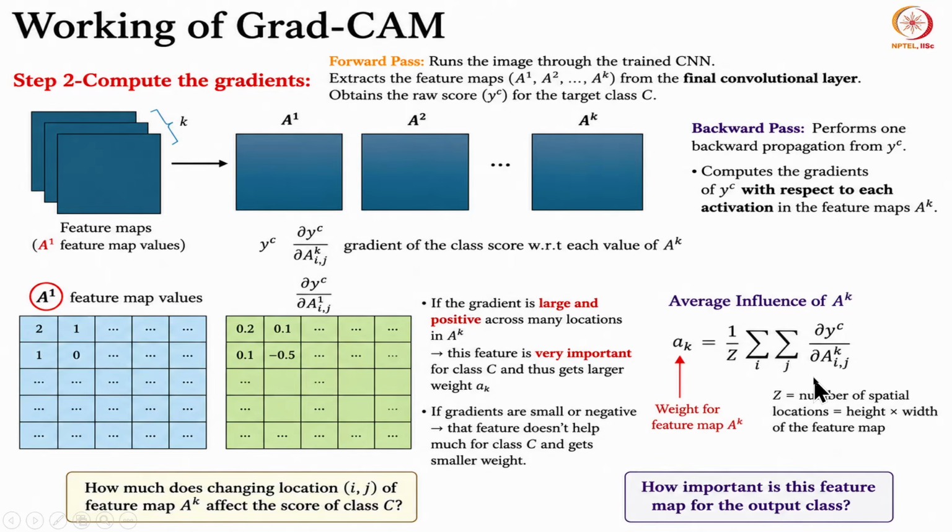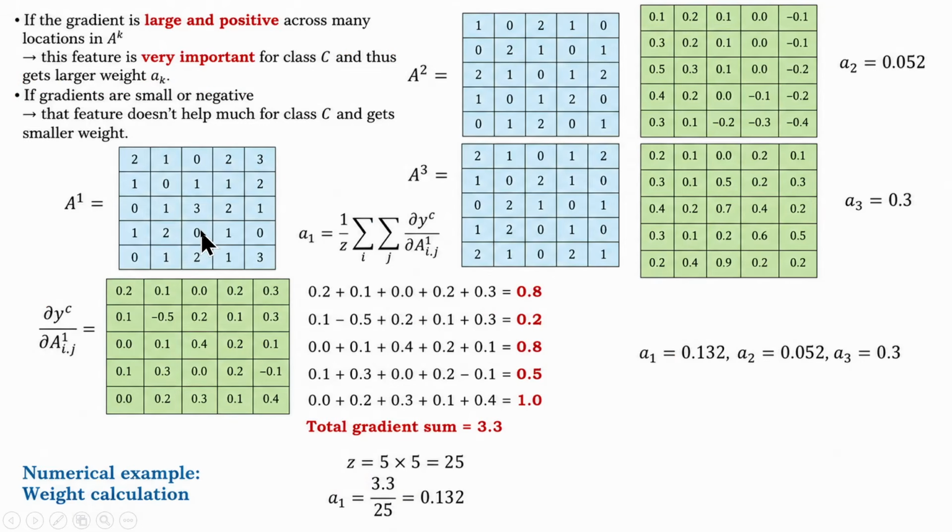This is first step. In the second step, we compute the gradients with respect to the last layer's feature maps because they capture semantically rich features, and we have gone through this formula. Let us look at this. Let us say there are 3 feature maps, A1, A2, A3. For these 3 feature maps, we have to compute the gradients.